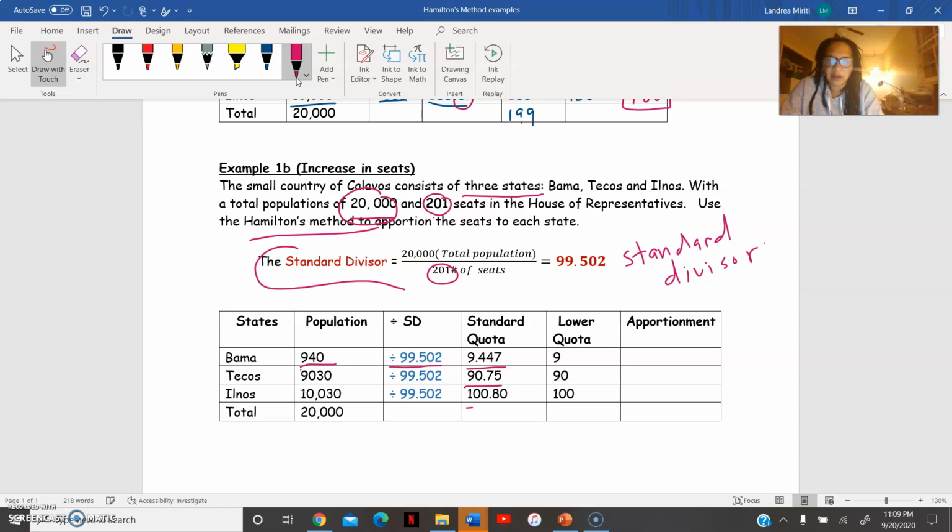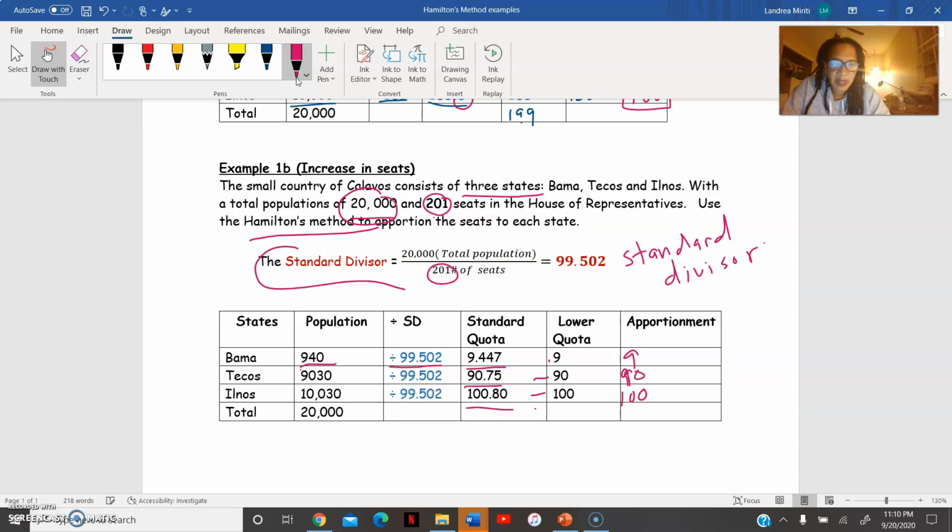Here's the standard quota for each of those states, gotten by dividing population by the standard divisor. And the lower quota for Bama is 9, because if you round 9.447 down to the nearest whole number, you get 9. The standard quota for Tecos is 90, and the standard quota for Ilnos is 100. So how does Hamilton's method go? Remember, we start out by giving everybody at least the lower quota.